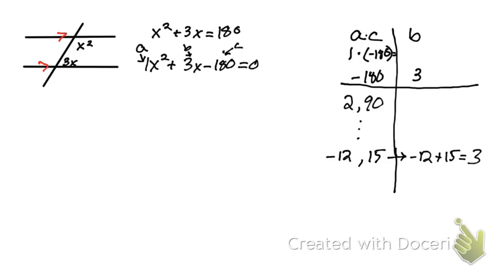All right. What you're going to do now is rewrite your original equation, and you're going to use those new numbers. See how it was 3x before? We're going to change it into negative 12x and a positive 15x.